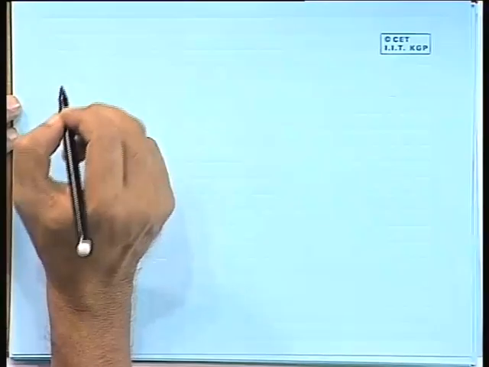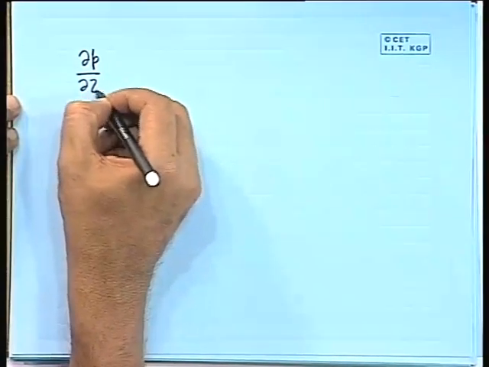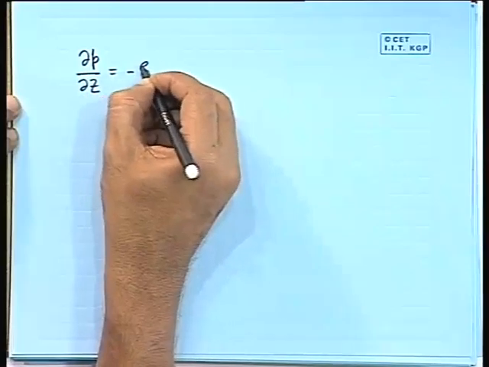Then let us look slightly into fluid statics. In a fluid, if it is stationary, then dP/dz, this can be proved, is equal to minus rho g.